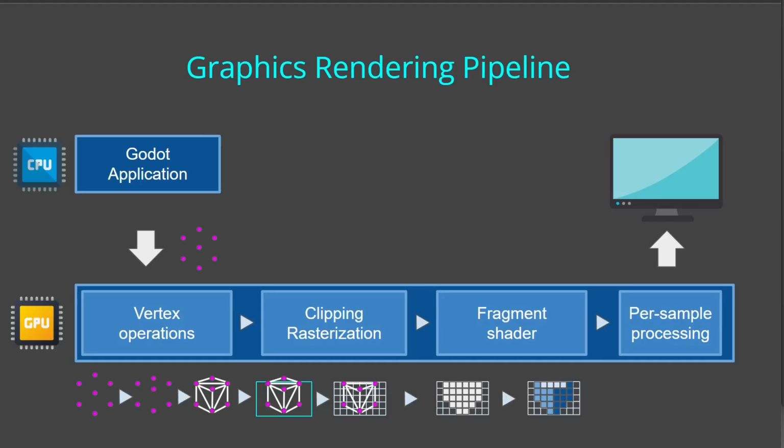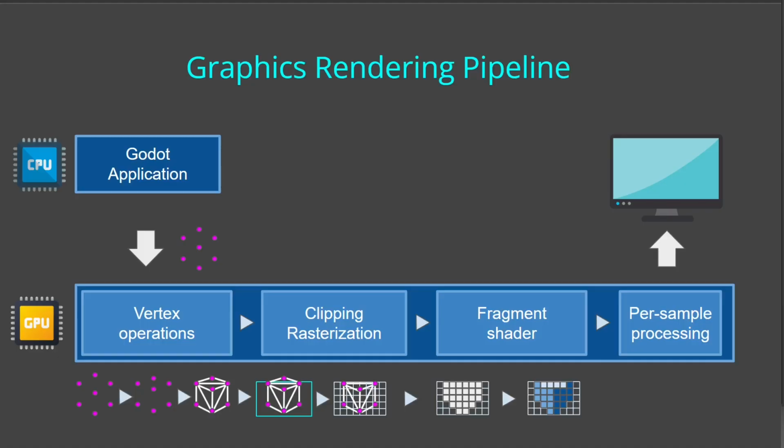Its purpose is to just clean up and optimize this output of fragments, discarding those that don't need to make it to the screen, and then just sending out an optimized list of fragments to various frame buffers before the image is displayed on the screen. We're not going to spend too much time discussing this stage.